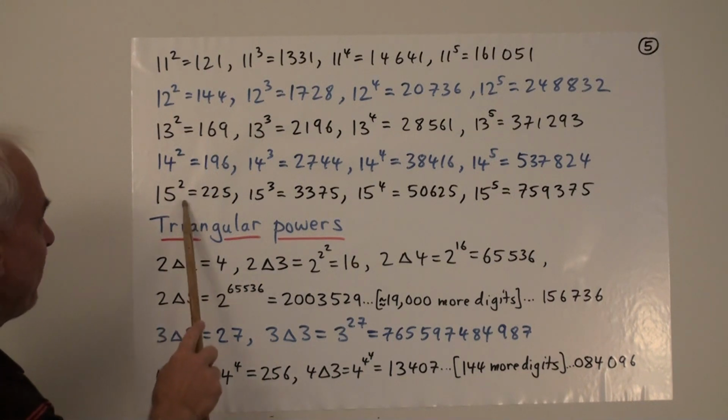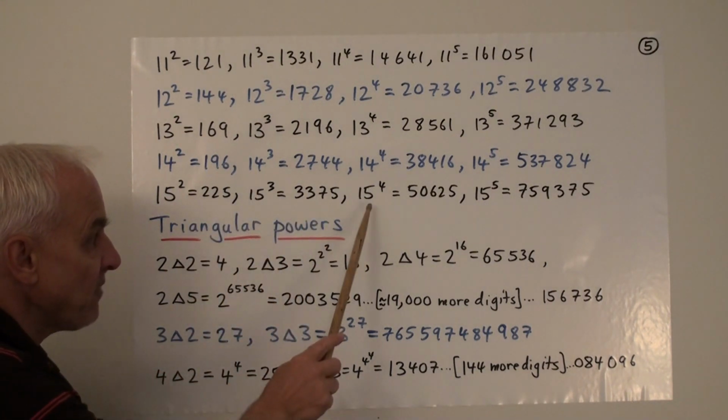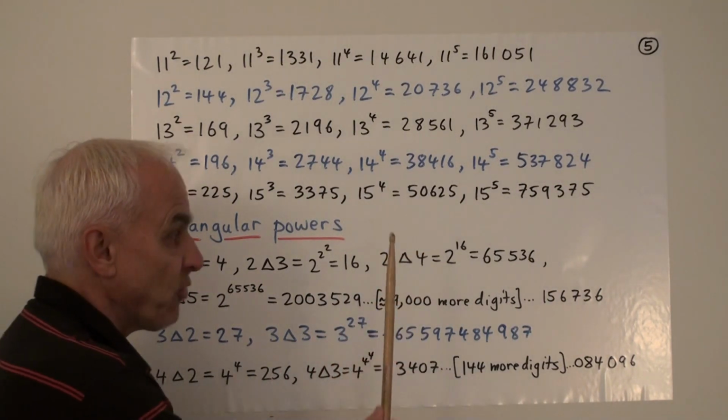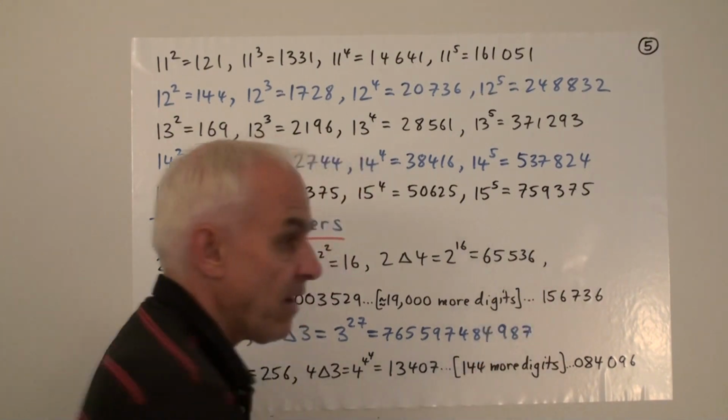And as far as we'll go, 15 squared is 225. 15 cubed, 3,375. 15 to the 4th, 50,625. 15 to the 5th, 759,375.